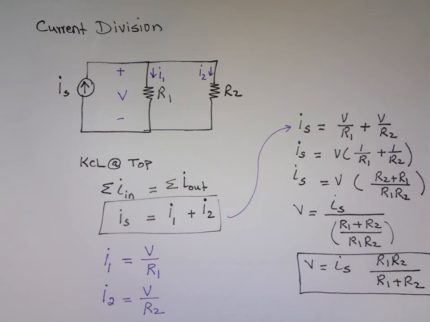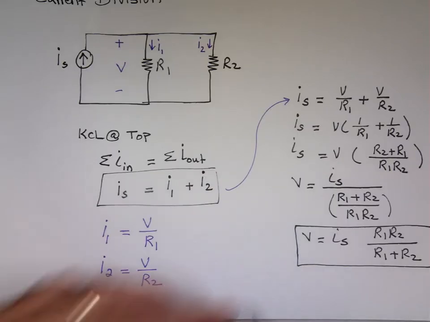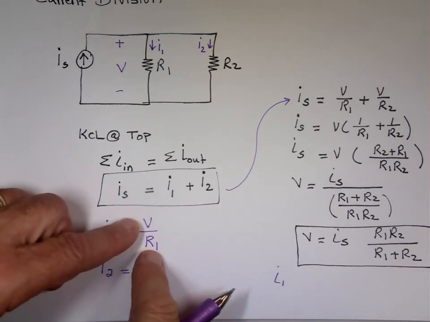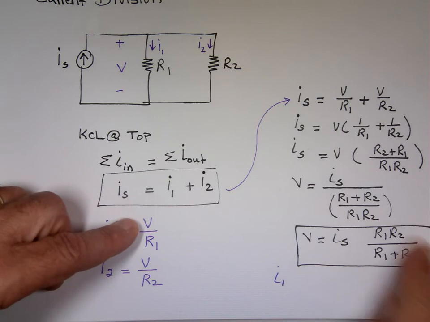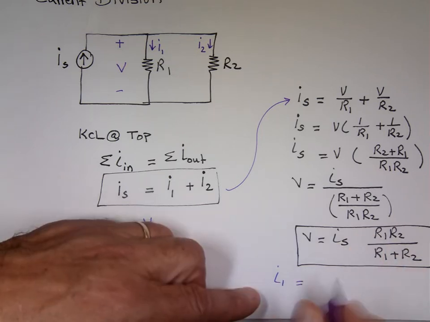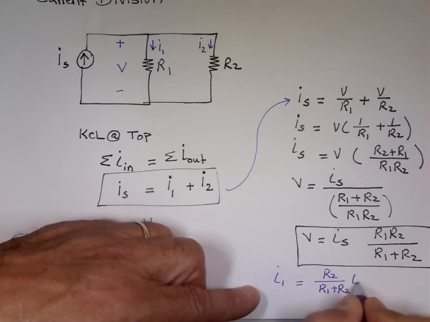Ready now for them? So what's I sub 1 equal to? V over R sub 1. This is what V is. If you divide this by R sub 1, what's going to happen to that R sub 1? It's going to cancel. Do you see it? So it's equal to, you can put the I sub S at the end or in the front. R sub 2 over R sub 1 plus R sub 2 times I sub S.